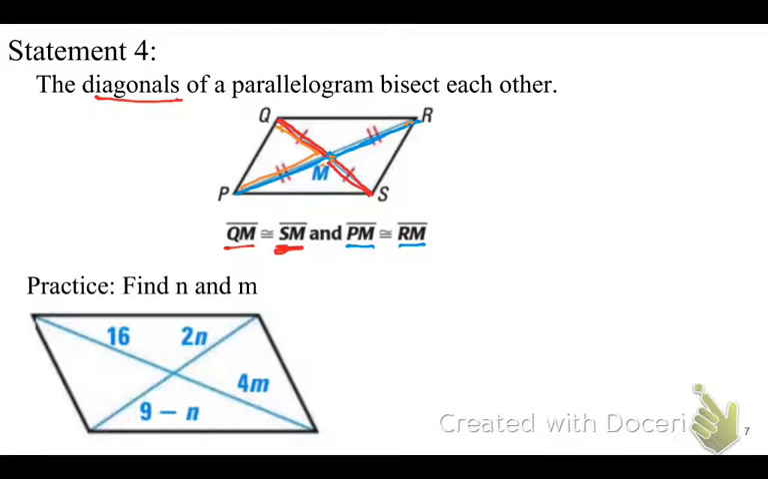Okay, so let's practice. So here we have a line 2N, and we know from this statement that this line and this line are going to be congruent because they're bisected by this other diagonal right here in the middle. So we know 2N is equal to 9 minus N.